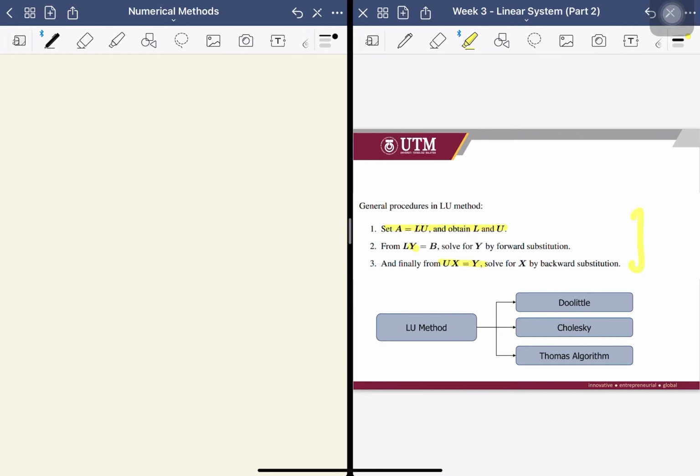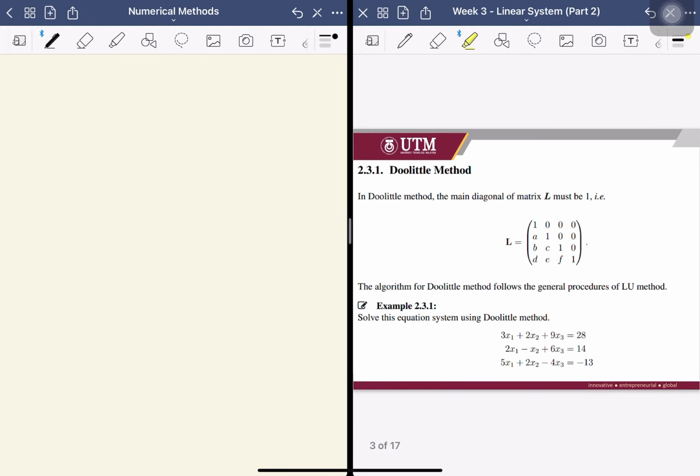Let's see the first one, which is the Doolittle method. When we talk about the Doolittle method, you have to remember that the main diagonal of matrix L must be 1. This is the condition for the Doolittle method. So the main diagonal of L should be 1, and U is based on the definition of an upper triangular matrix. The rest of the procedure follows the general one that I explained in the previous slide. So let's see this example.